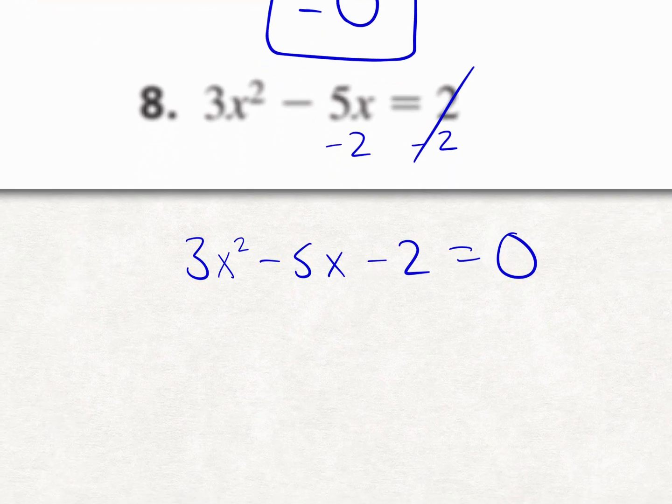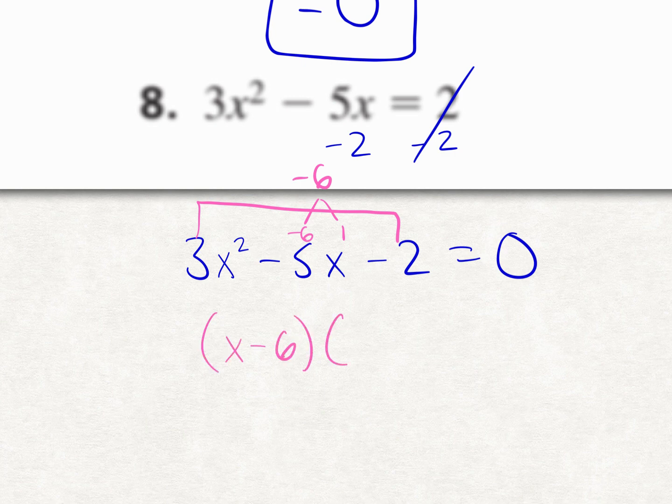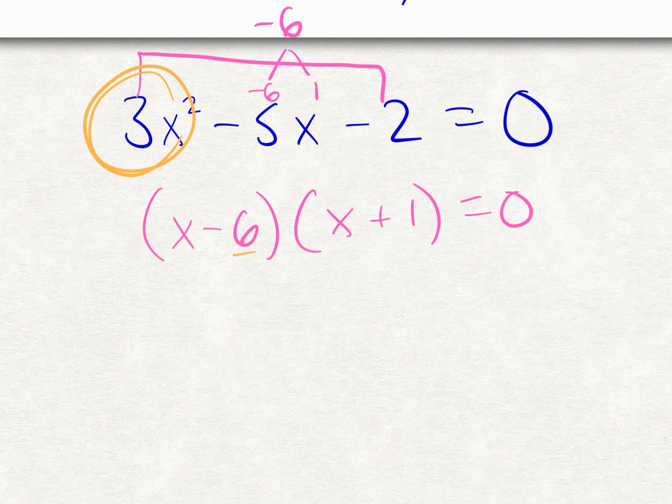Now here I don't have a GCF, so I have to start by multiplying the first times the last. That gives me negative 6. 2 factors of negative 6 that add to negative 5 would be negative 6 and positive 1, x minus 6, and x plus 1. But we cannot forget, since we started by multiplying, I have to remember to divide.